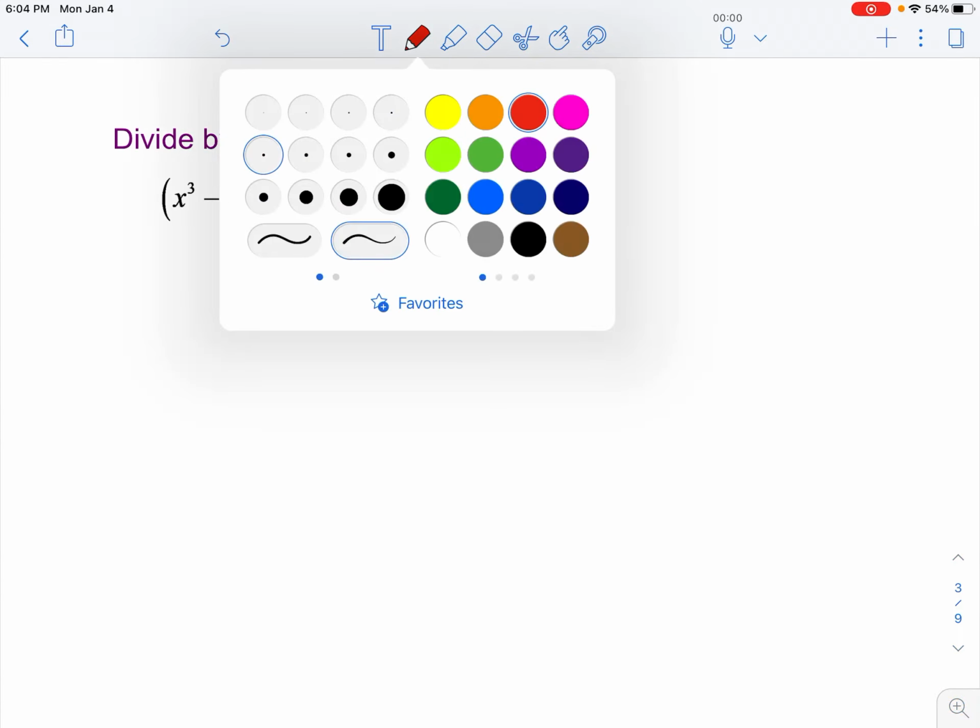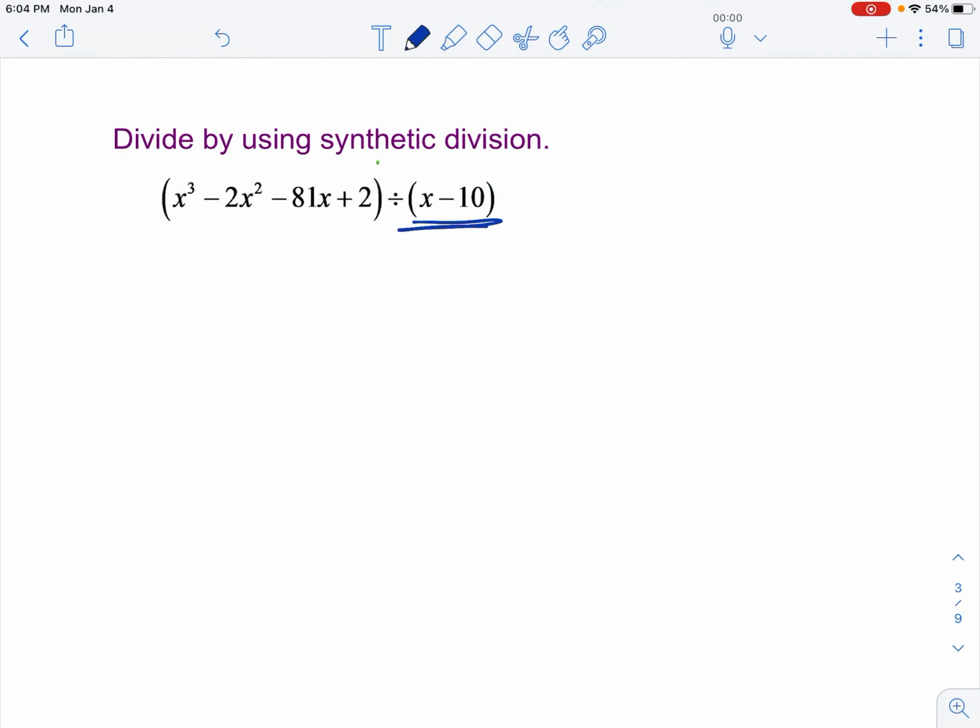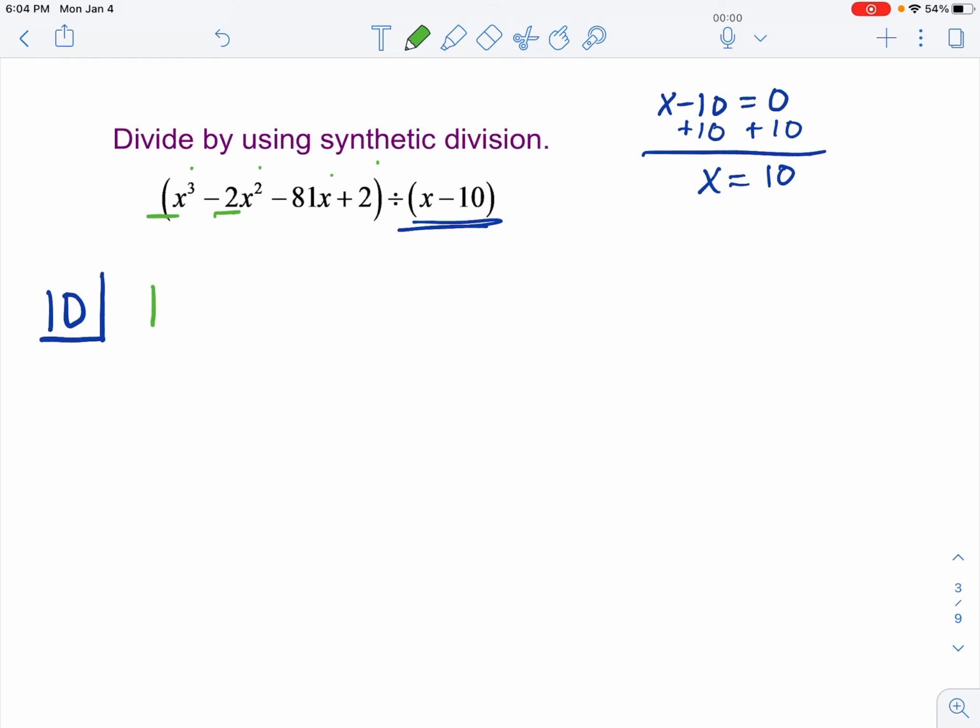First thing we do is we take what we're dividing by, x minus 10, and set it equal to 0. Add 10 over, so x equals 10. That goes in the box. Next, we check our exponents. 3, 2, 1, nothing, which is good. So now we use the numbers out in front. If there's nothing there, there's a 1, a negative 2, a negative 81, and a 2. Leave some space, draw a line, and then we come down with that first number.